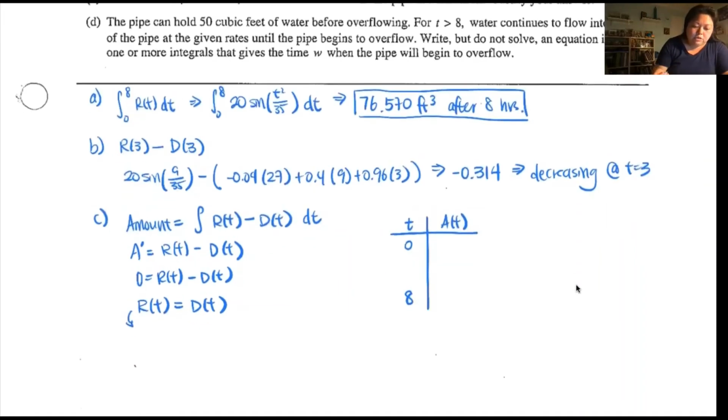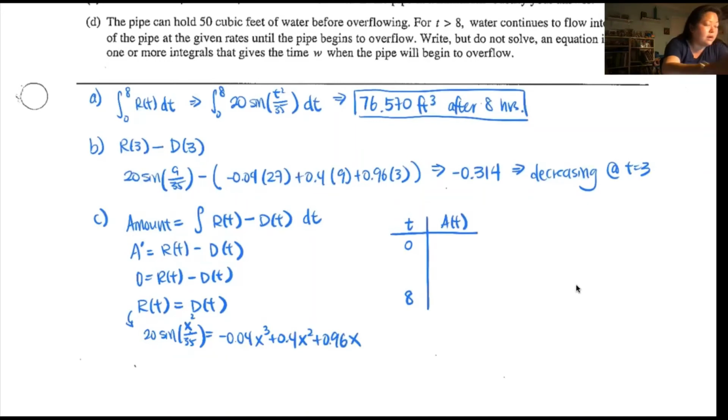So now again, you use your calculator, you try to figure out, hey, when is 20 sine of 9 over 35 t squared equal to negative 0.04 x cubed plus 0.4 x squared plus 0.96 x. It doesn't really matter what your variable is, t or x, because you're putting it in the calculator. When are those two equal, right? Again, I'm just going to quickly double check.